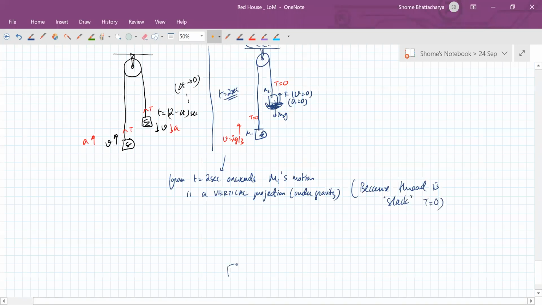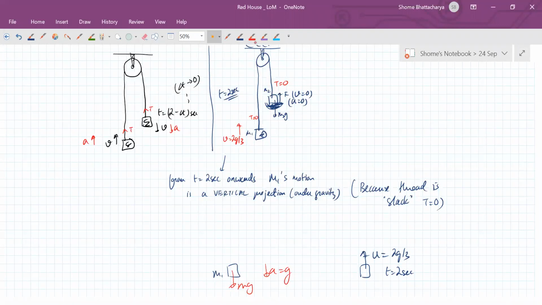So M1 का मोशन कैसा हो रहा है? M1 पे एक ही फोर्स है, वेट. So it has a downward acceleration of g. Okay, so at t equal to 2 seconds, it has an initial velocity upwards now, which is 2g/3, but a downward acceleration of g. So in general, after some time, if it's here, this time is 2 plus some further time.